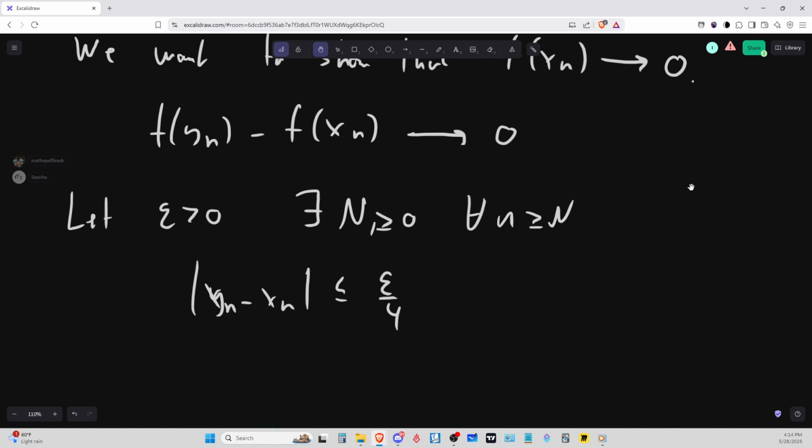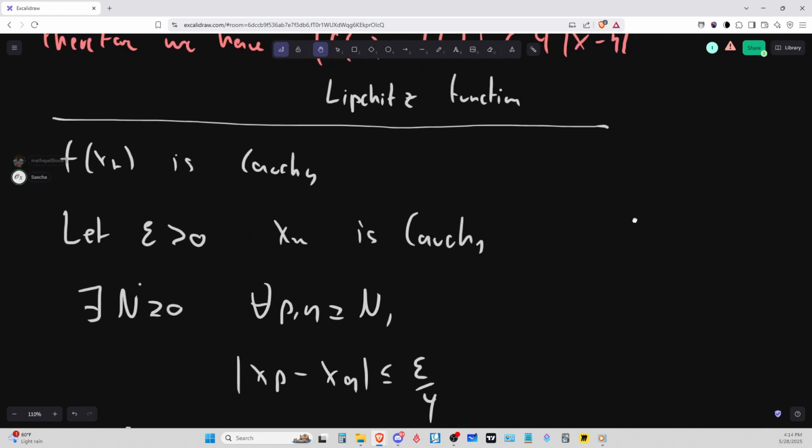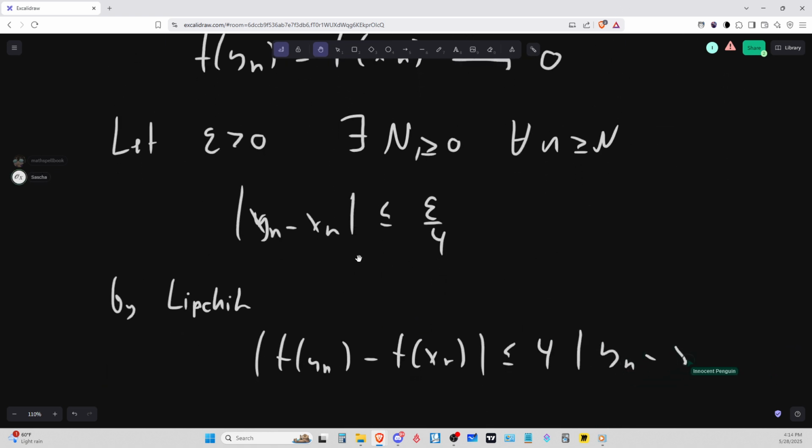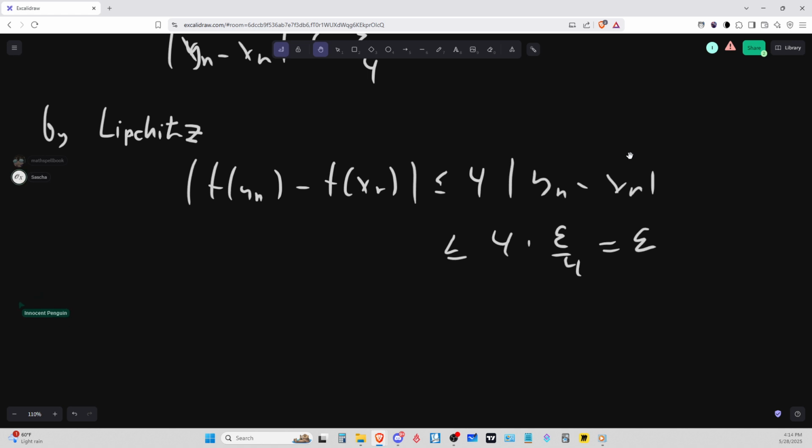Here I just use the fact that y_n minus x_n is going to 0, and I will use the Lipschitz property. By Lipschitz, we have that f of y_n minus f of x_n is bounded by 4 times y_n minus x_n, right? But this is bounded by epsilon over 4, so we have 4 times epsilon over 4, which is just epsilon. Therefore, f of y_n minus f of x_n goes to 0.